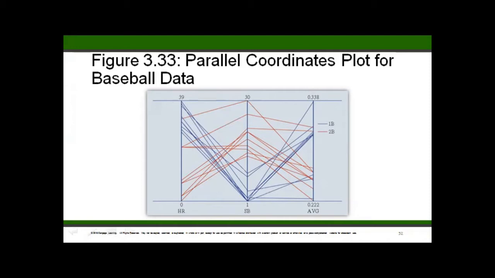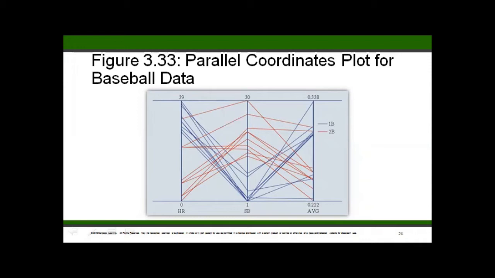For each player, the leftmost vertical axis plots his total number of home runs. That's HR. The center vertical axis plots the player's total number of stolen bases. That's SB. And the rightmost vertical axis plots the player's batting average.